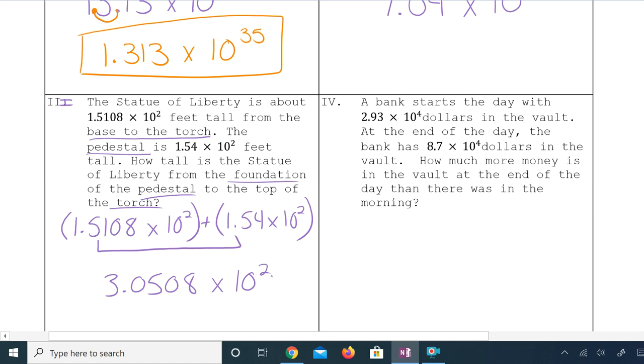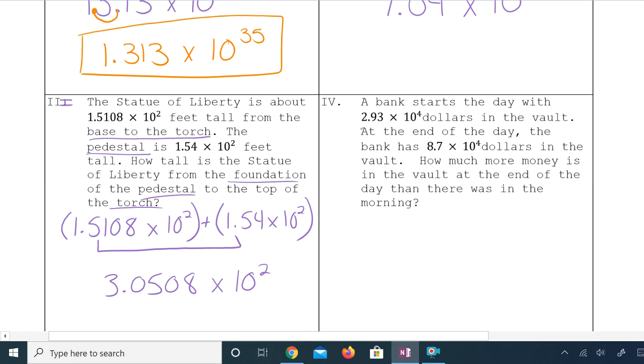Looking at number 4, a bank starts the day with 2.93 times 10 to the 4th dollars in the vault. At the end of the day, the bank has 8.7 times 10 to the 4th dollars in the vault. How much more money is in the vault at the end of the day than there was in the morning? Okay, so here we're looking for a difference. So how much more money is there at the end of the day than there was in the morning?